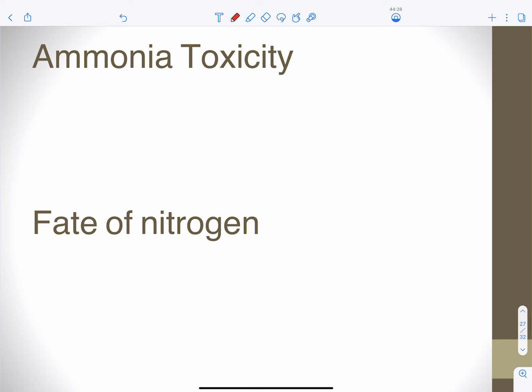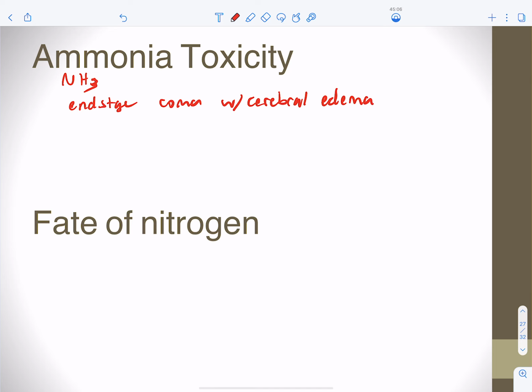All right, so what is ammonia toxicity? We know that ammonia, NH3, is toxic. We know that it can cross the membrane. I'm sorry, not a plus. It can cross the membrane. The molecular basis of toxicity is not completely understood. It is thought that if you have ammonia toxicity, the end stage is going to be a comatose state in which you have cerebral edema. Basically you get water flooding into your brain.